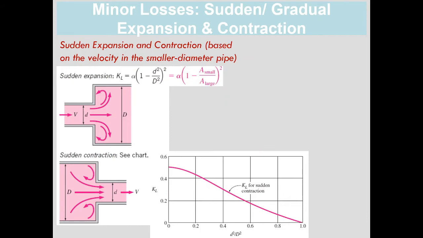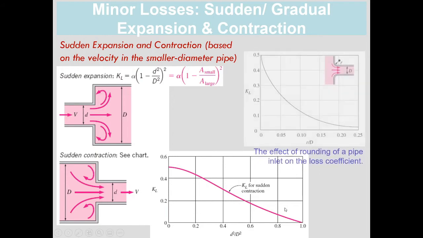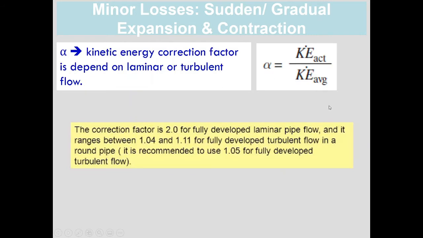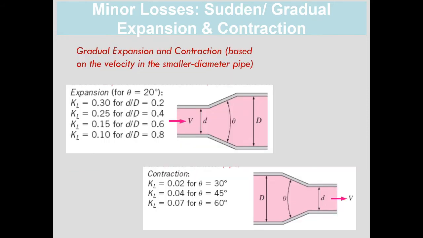You can also calculate for sudden or gradual expansion using this graph, and you already know about the angle alpha. This is for sudden or gradual expansion. To get the KL, it depends on D1 and D2. If D1 over D2 is equal to 0.2, then KL is equal to 0.3. You need to know the diameter of the smaller pipe and the bigger pipe, and from this you can determine the KL.